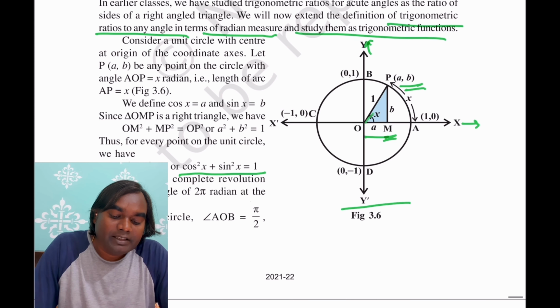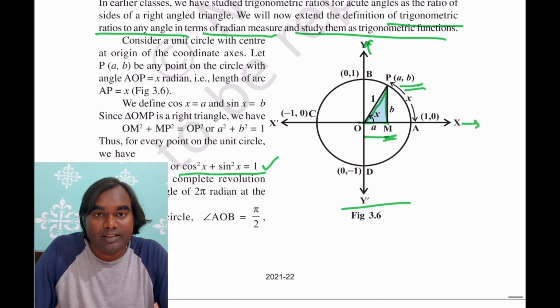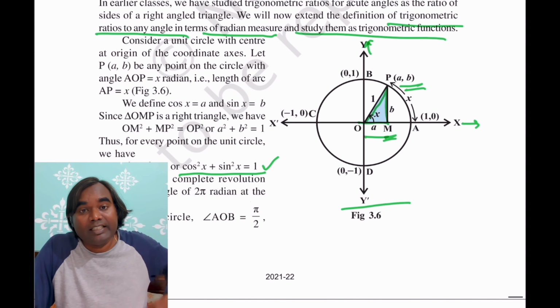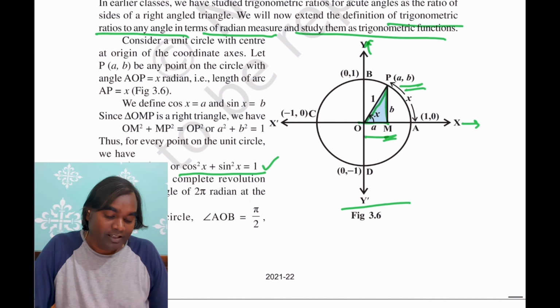and ultimately this is the right angle triangle OPM. So it can be generalized for any angle, that is x is the variable angle that is not fixed, it can be any angle. So therefore we can write in terms of theta, cos square theta plus sin square theta is equal to 1 always. This is an identity, you must remember it.